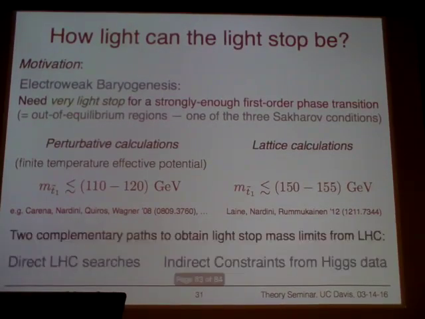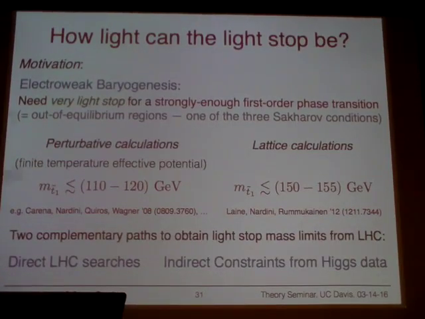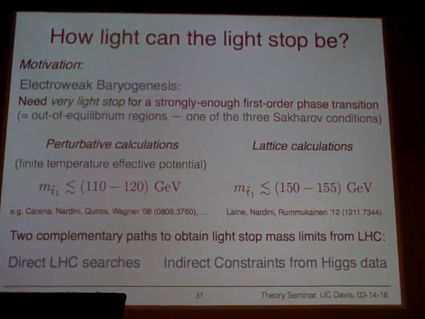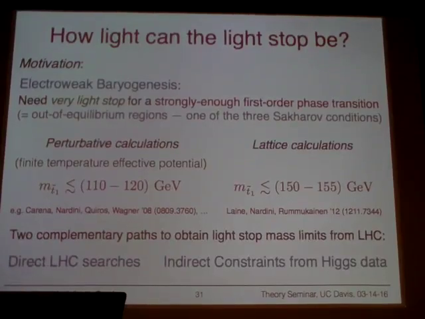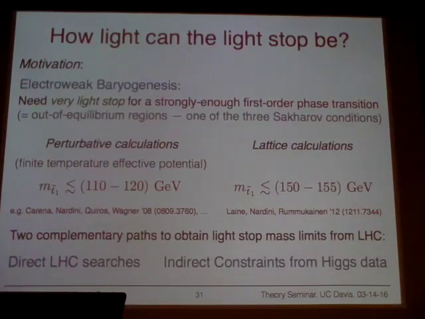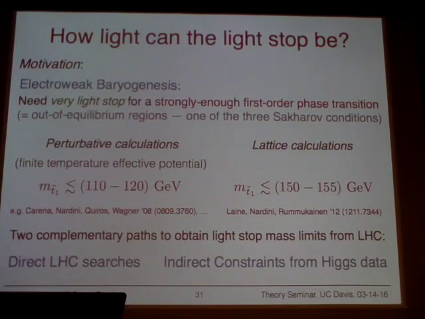So now we just want to study this. So take this as a motivation to probe these low stop masses, and of course to derive limits from the LHC you can either look directly for light stop pair production, or you can infer constraints from the Higgs data, and this is what we will follow here.